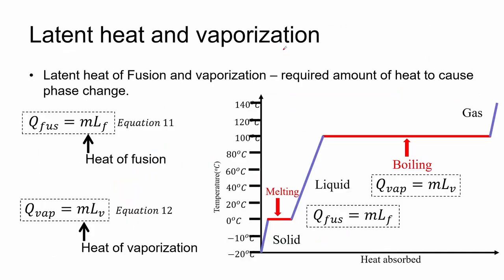The quantity of heat that is related to transformation is called the latent heat of fusion and vaporization. Fusion here refers to the process of solidification of liquid and its opposite. Vaporization here refers to the transformation of liquid to gas and vice versa.